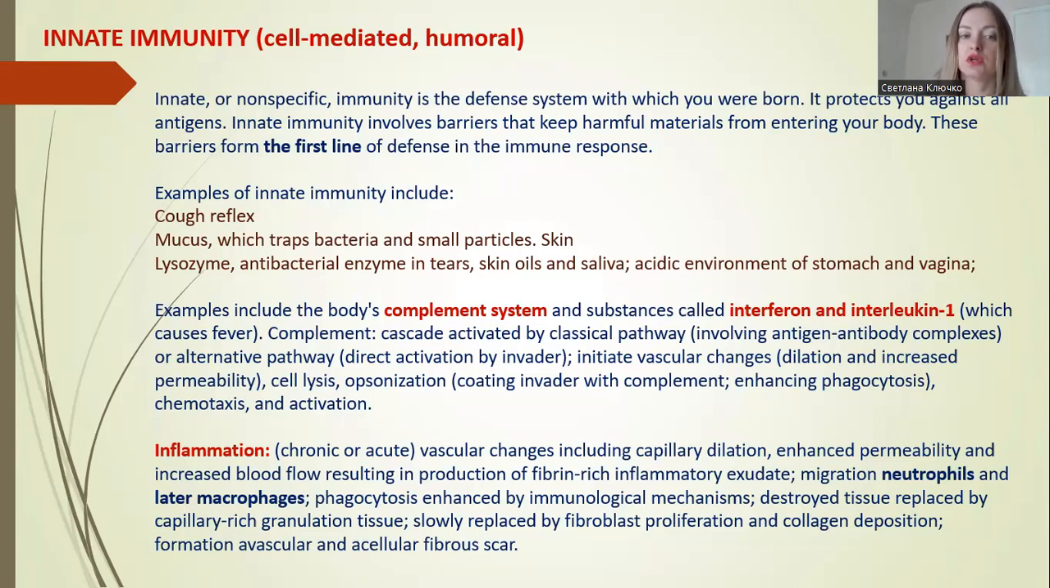Examples of innate immunity include the cough reflex, mucus production, mucus which traps bacteria and small particles, for example in the respiratory tract, in airways, skin as a barrier, lysozyme, an antibacterial enzyme in tears, skin oils, and saliva, and also the acidic environment of the stomach and vagina. Also, examples include the body's complement system and substances called interferon and interleukin-1, which causes fever.